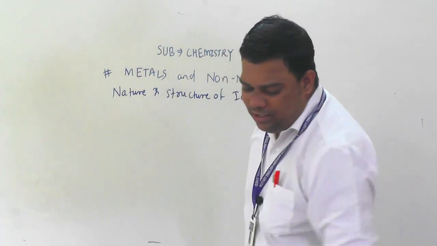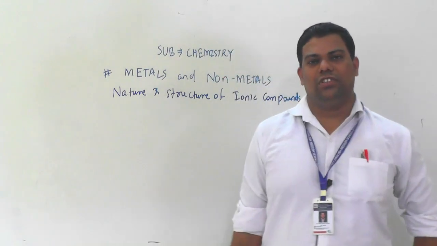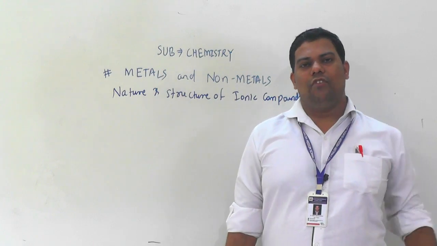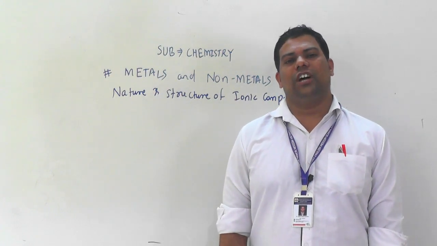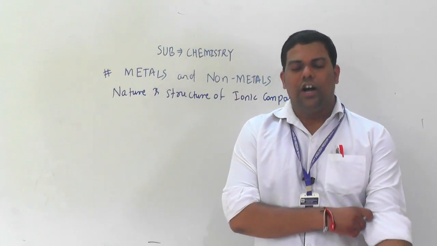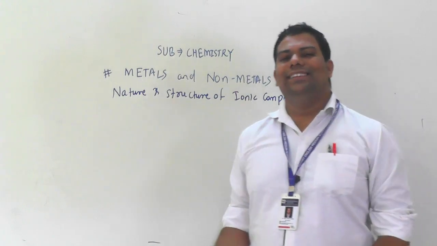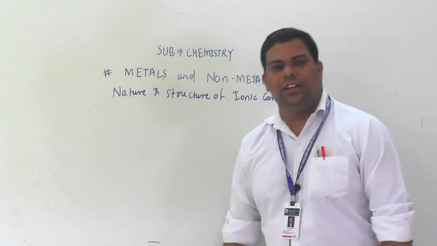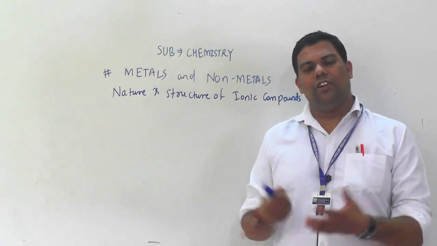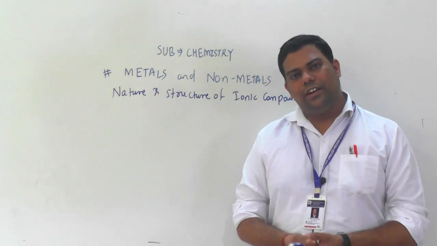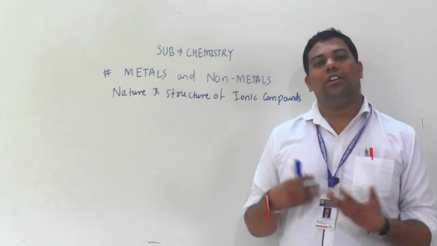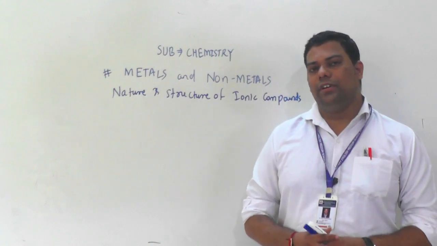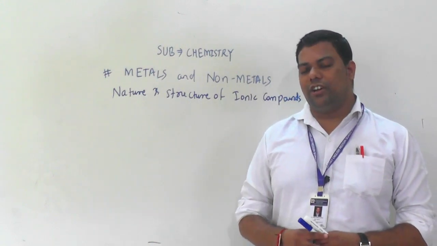Basically, as you know, ionic compounds are formed by oppositely charged ions. These ions interact with one another to form ionic compounds. So generally, what happens whenever we are considering ionic compounds?